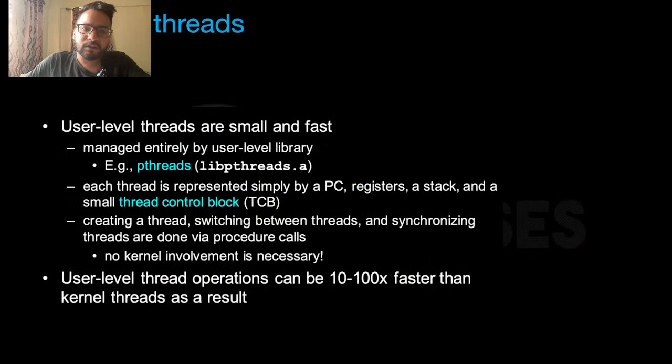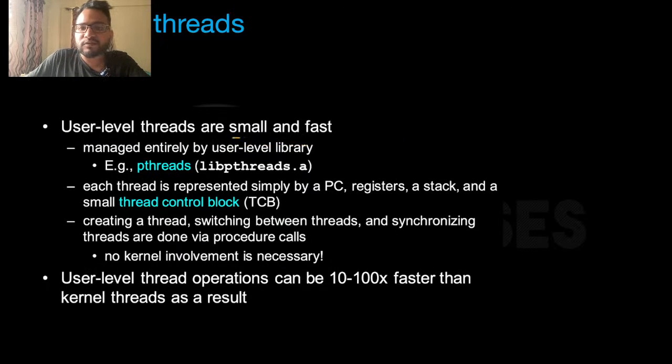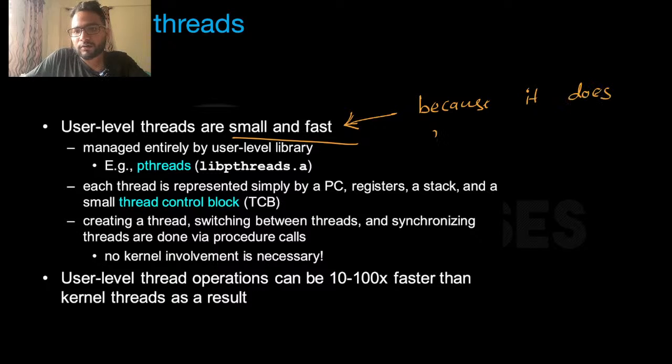So this user level thread does not take advantage of the operating system scheduling. User level threads are small and fast, but that's the best advantage of the user level threads. These are small and fast. Why? Can anyone tell me why it is fast? Because it does not need a system call.